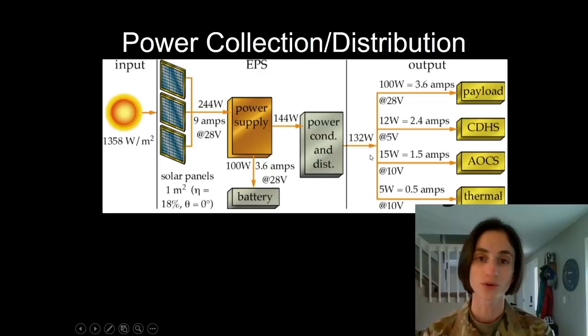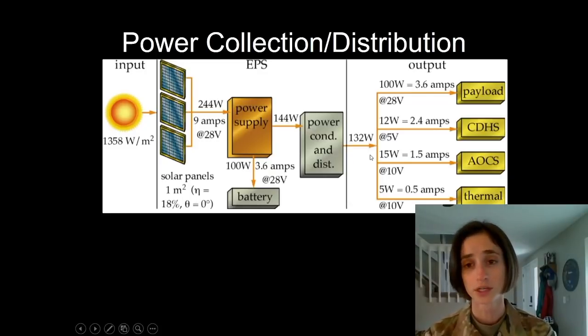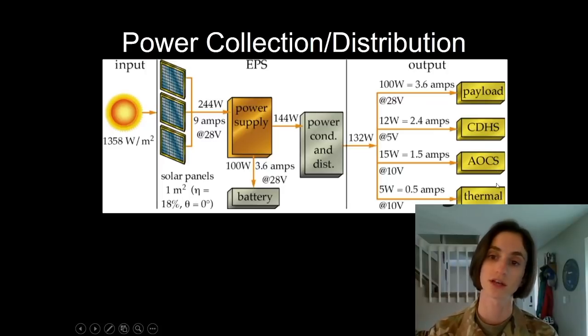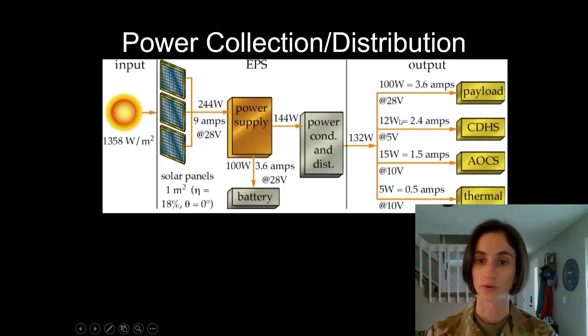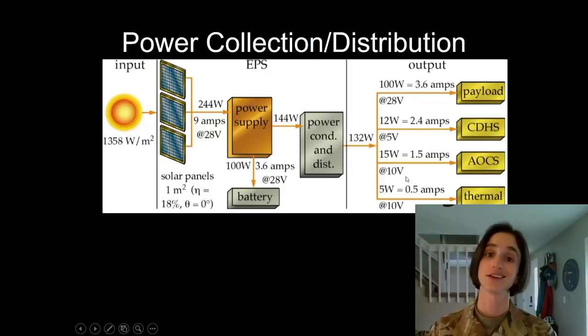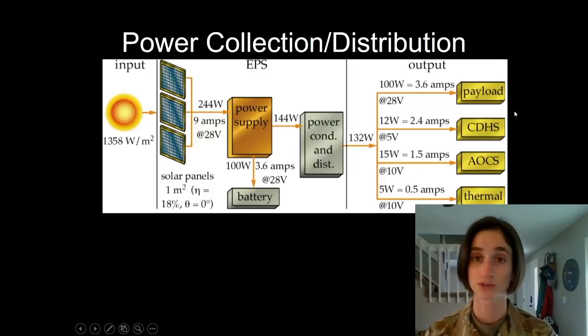So here we're showing 4 parts of your spacecraft. There are more. You'll have some amount of power that goes to your payload. Here's 100 watts. And then the other 3 subsystems they chose were CDHS, AOCS, and thermal, and they require 12, 15, and 5 watts each. So if you were trying to calculate that P payload plus P bus from the beginning, you would add 100 plus 12 plus 15 plus 5. And that's how much power your spacecraft requires.